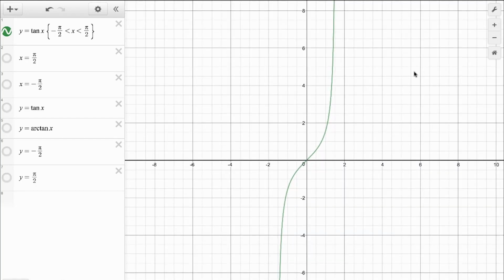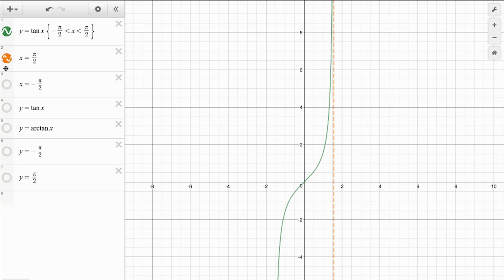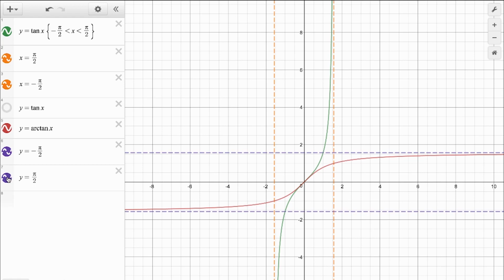Now, as we saw in our graph up there on the board, I have vertical asymptotes at negative pi over 2 and pi over 2, right? So here are my vertical asymptotes. Now, what happens if I graph the inverse? When I graph the inverse, I get this function over here, that red line, and it's going to give me horizontal asymptotes at pi over 2 and negative pi over 2, right? Let me quickly hide the original function. And so this is the graph of y equals arc tan x, or tan inverse of x, and this is the graph of tan x in its restricted domain.